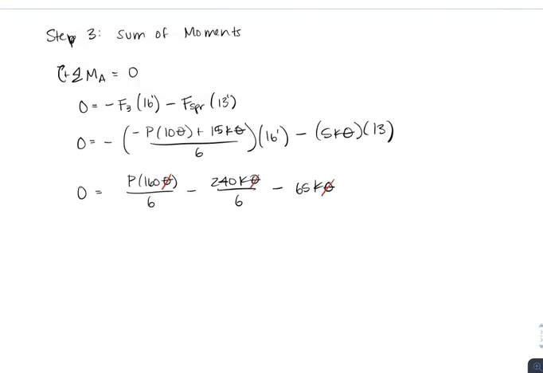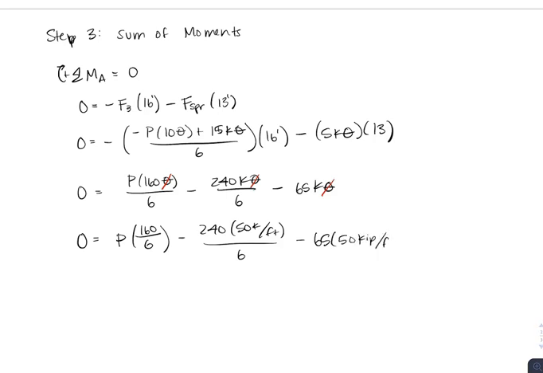And so now if we plug in the values that we have, we get 0 is going to be equal to P times 160 over 6 minus 240 times 50 kips per foot over 6 minus 65 times 50 kips per foot. And so now if we take our P to the other side and solve algebraically, we should get a P that is equal to 46.9 kips. And that is going to be our critical buckling force.